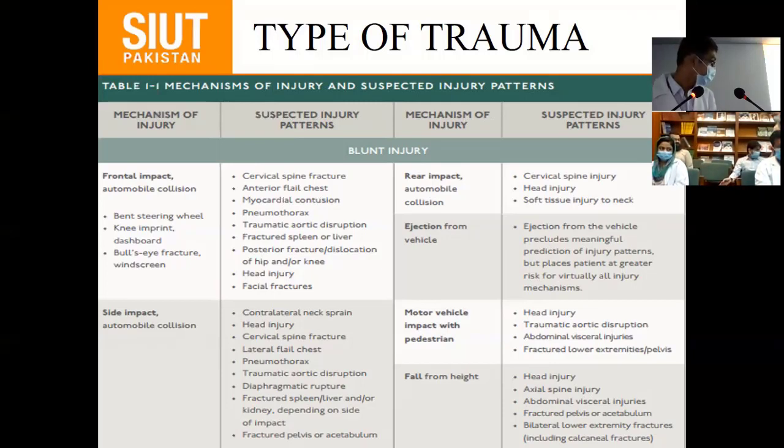Motor vehicle impact with a pedestrian will cause head injury, traumatic aortic disruption, abdominal visceral injuries, fractured lower extremities or pelvis. Fall from a height will cause head injury, axial spine injury, abdominal visceral injury, fractured pelvis or acetabulum, or bilateral lower extremity fracture.